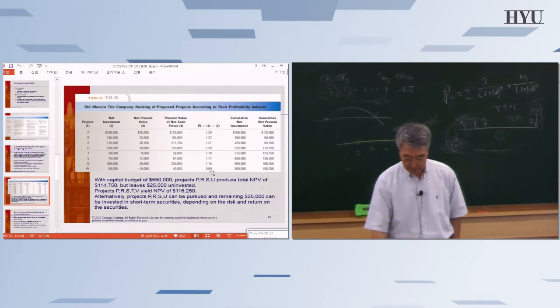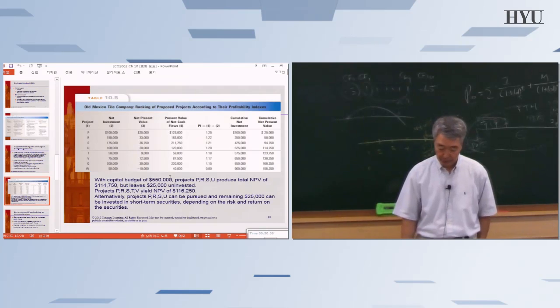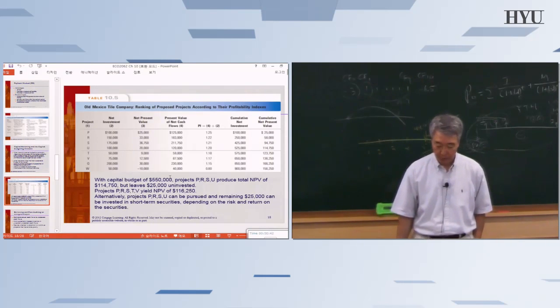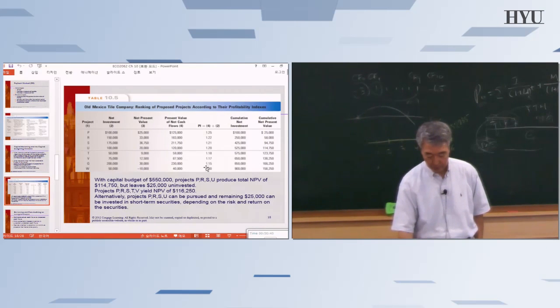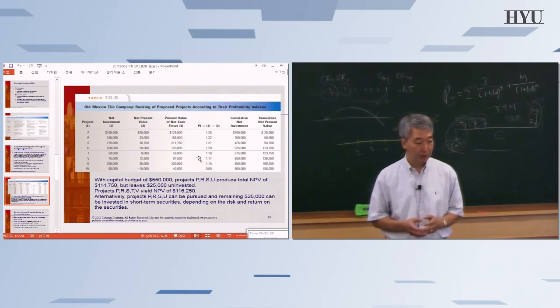Yeah? All right, and then think about the cumulative net investments, so add up all the net investments required. And the story is, this company has a $550,000 capital budget, right? So you can afford up to $550,000 total cost, total investment, right? And here that line comes between 525 and 575, right? So normally you would accept projects P, R, S, U, right, and then you have what, $25,000 remaining, right? And what can you do with that $25,000?